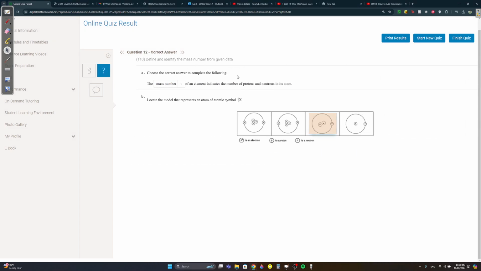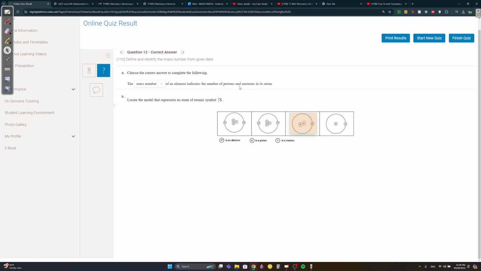Question 12. The mass number of an element indicates the number of protons and neutrons in its atom. Sure, the mass number is protons and neutrons. Which one has a 2, 1X? This one means 1 proton, and how many neutrons? 2 minus 1 will be 1 neutron. So 1 proton, 1 neutron, this one.